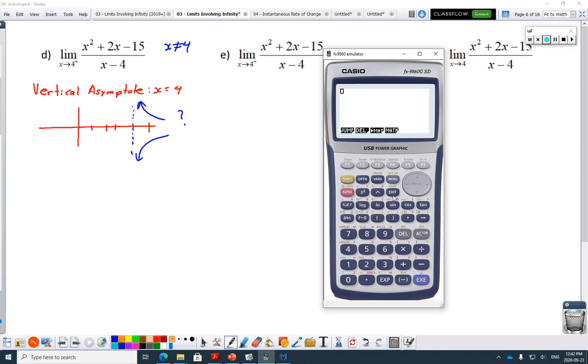Math mode, yes, exit. And then when I hit the fraction button, oh, I get my fraction thing. Did you see what I did there? This calculator acts like both an old style calculator and a new style one. I wasn't getting the beautiful fraction display I wanted, so I switched over to math mode. So I'm going to put in 4.01 in the numerator. 4.01 squared plus 2 times 4.01 minus 15. And in the bottom, I'm going to sub in 4.01 minus 4.